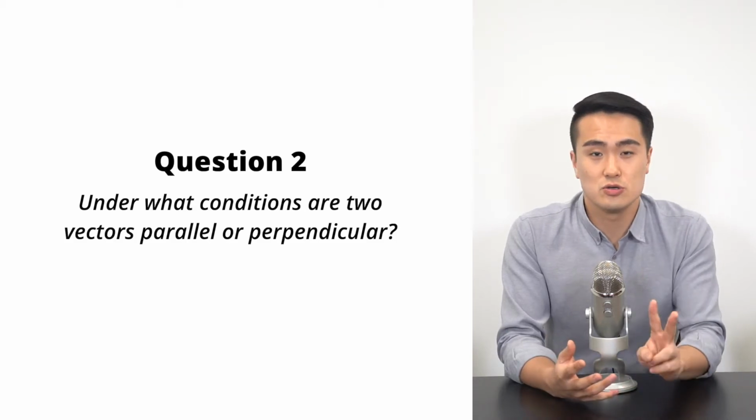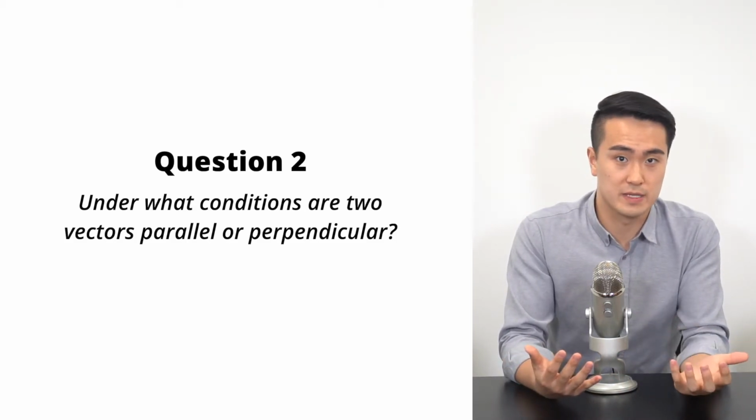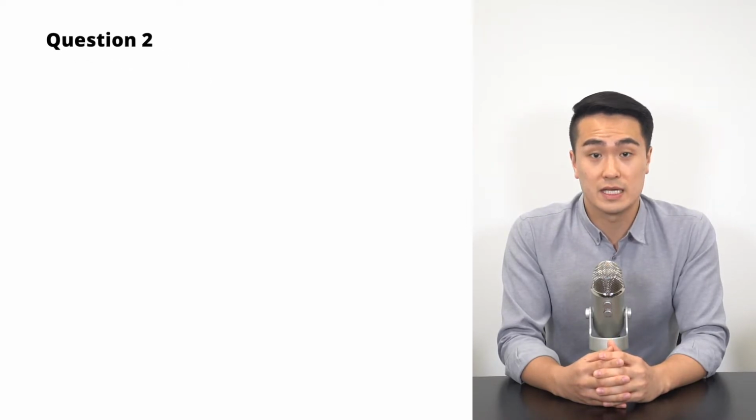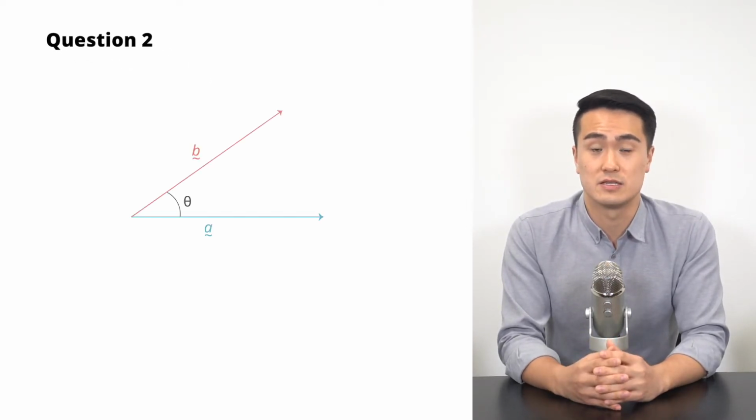Question number 2. Under which conditions are two vectors parallel or perpendicular? To observe if two vectors are parallel or perpendicular, we can look at the angle between the two vectors.